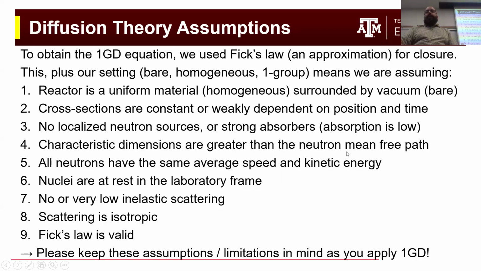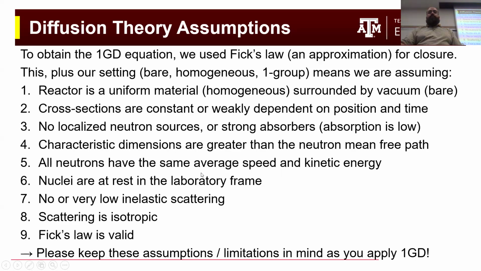The characteristic dimensions matter in terms of how often the neutron has an interaction as it moves, like how far it goes before it interacts. This basically just means that the reactor has to be large. The dimensions of your reactor have to be larger than the distance the neutron travels between interactions. That's why diffusion theory is much more accurate for a large reactor than a teeny tiny reactor. It's one group, so we've assumed that all of the neutrons have the same speed and average energy.